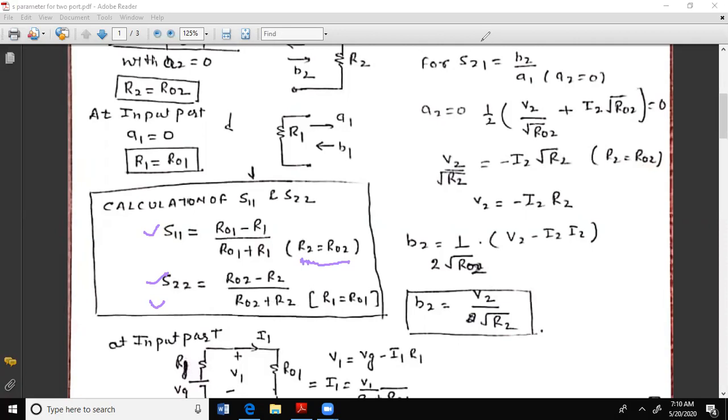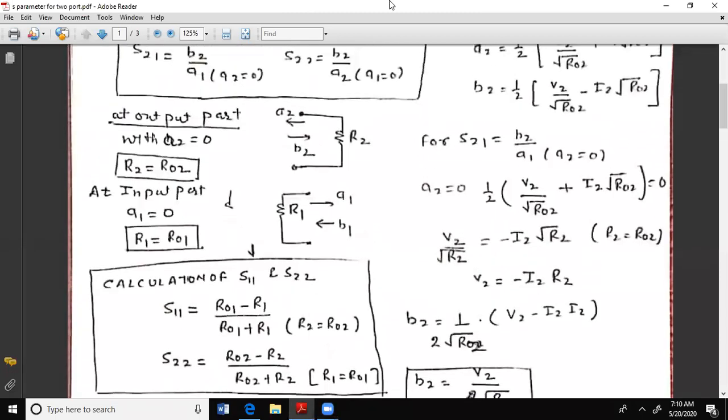But how can we find the values of S21 and S12? First we talk about S21. S21 is the ratio of B2 by A1 with A2 equal to 0. How do we calculate S21? First we understand the significance of A2 equal to 0, then find the value of B2, then A1, and put these values into this equation to calculate S21.